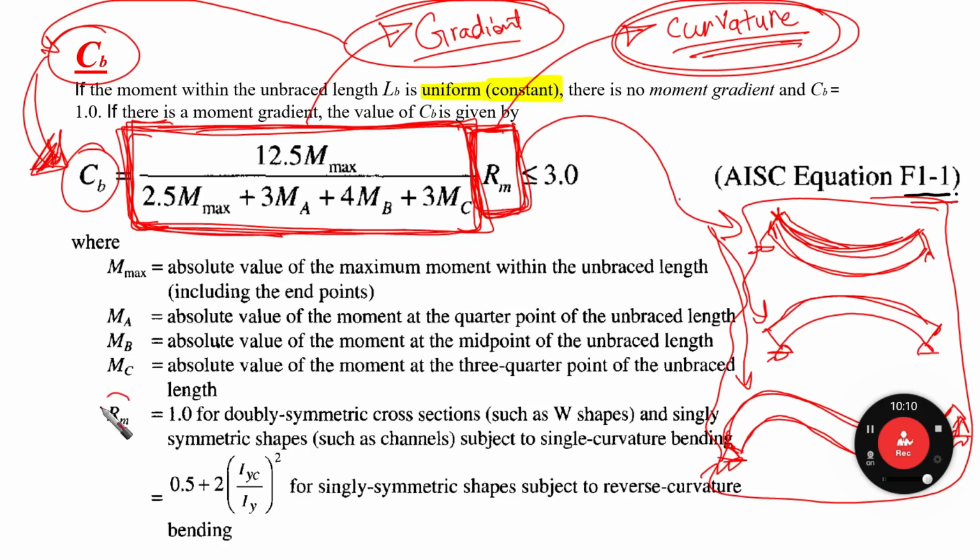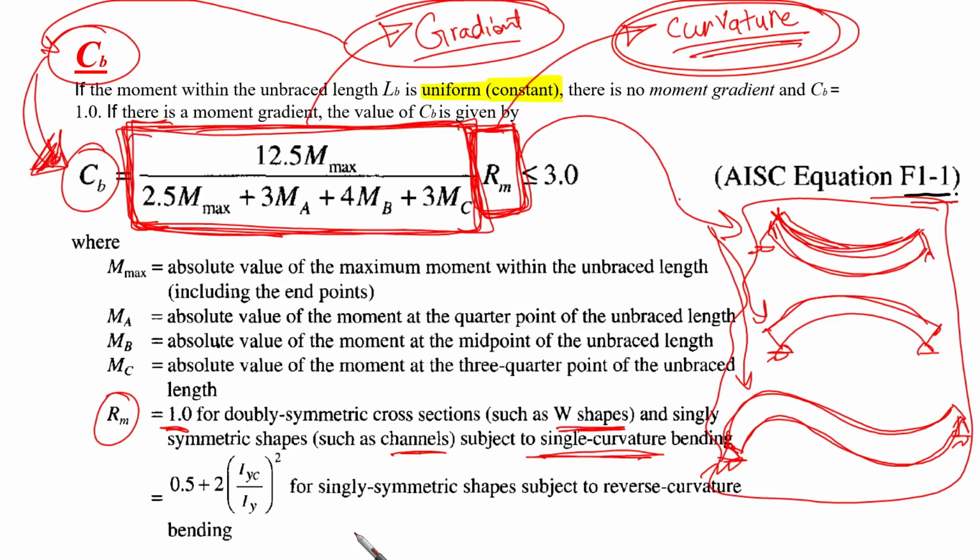Now let's go to Rm again. As we have seen here, it equals 1 for doubly symmetric cross sections such as wide flanges and singly symmetric shapes such as channels subject to single curvature bending. However, it is calculated by this equation for singly symmetric shapes subject to reverse curvature. Reverse curvature means that we have negative and positive bending moment within the same unbraced length.